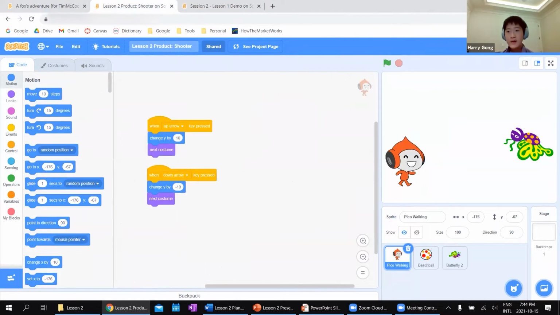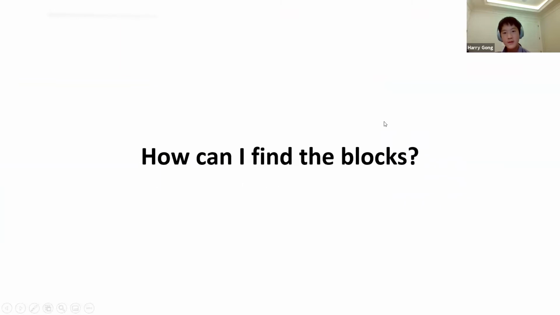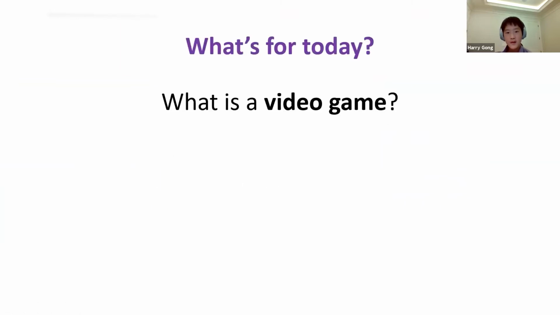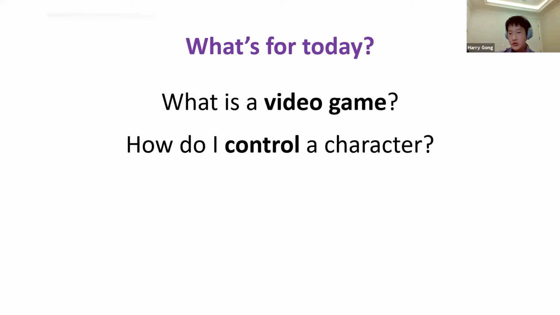But before we do that, some introduction. So today we're going to focus on the topic of video games. Last week we made a pretty basic animation, but we also looked at a video game that people have made. And so this week we're going to focus on actually creating something that we can call a video game. And specifically, we're going to look at how we can control a character based on the player's inputs, which is usually the keyboard or the mouse.